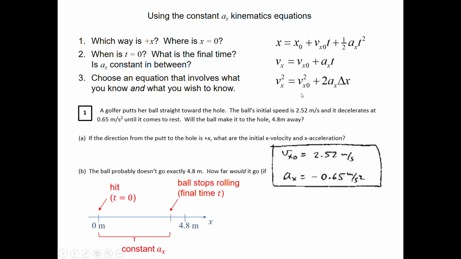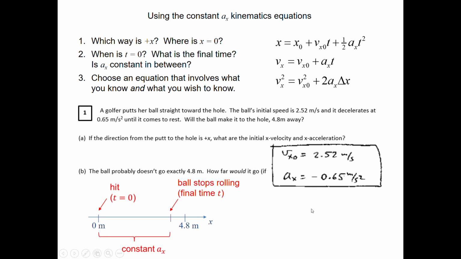Those are important because they're going to come into any three of these equations we use, so we always need to know those unless they're one of the things we're looking for. All right, second question. The ball probably doesn't go exactly 4.8 meters. How far would it go? I cut off part of the problem here, but I said if the hole were not there, how far would it go? And if the answer is it would have gone less than 4.8 meters before it comes to rest, then we would say it doesn't make it to the hole. If it would have gone more than 4.8 meters before it comes to rest, it would have made it to the hole.